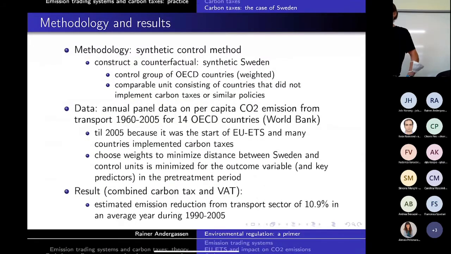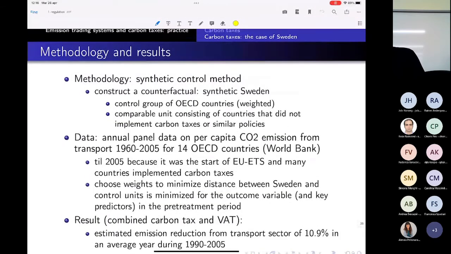Okay, so now let's talk about the methodology, a little bit into the details of what's done in the paper. Just to give you an idea, the method is known as the synthetic control method. What the authors try to do is construct a counterfactual, what they call a synthetic Sweden.